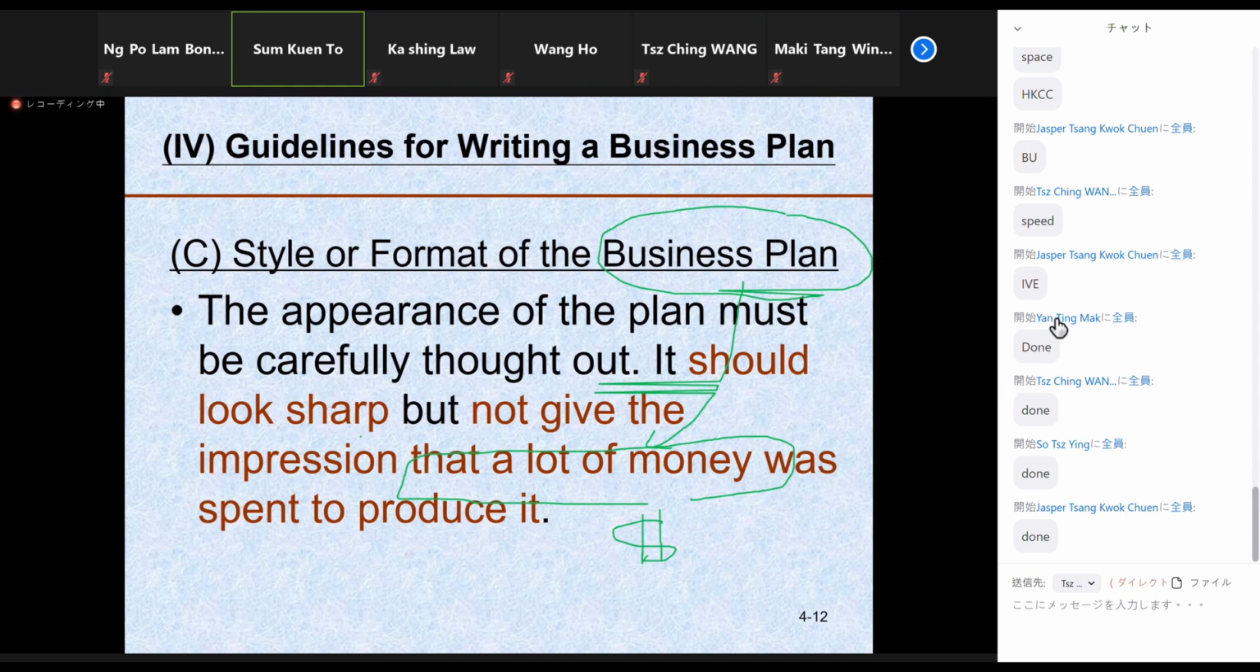And that's why you just make it neat, tidy, but don't give the impression that you are unable to earn money, but you have spent a lot of money. 錢又唔識賺啊，淨係識使錢咧，no good. Okay, something like this.